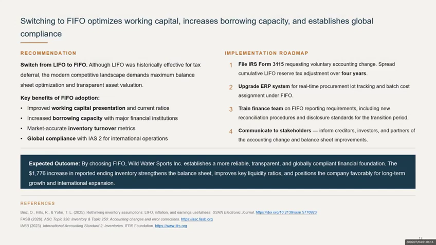I recommend transitioning from LIFO to FIFO, as the approach better aligns with the company's long-term development objectives. Switching to FIFO delivers 4 key benefits: optimizing working capital structure and current ratio performance, enhancing financial institution credit limits, obtaining market-aligned inventory turnover figures, complying with international accounting standard requirements, and overcoming the regulatory hurdles for global expansion.